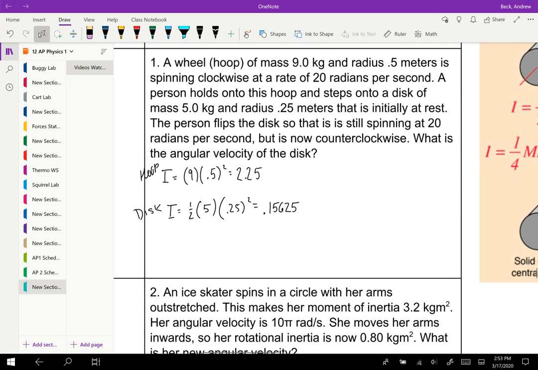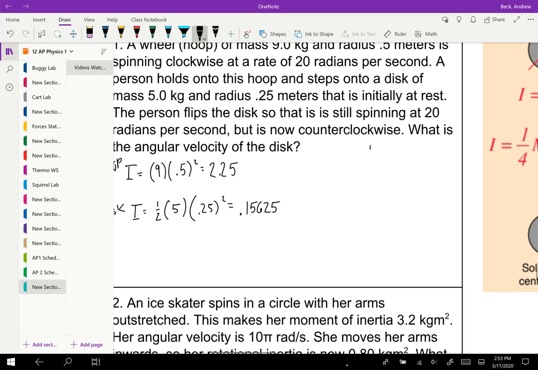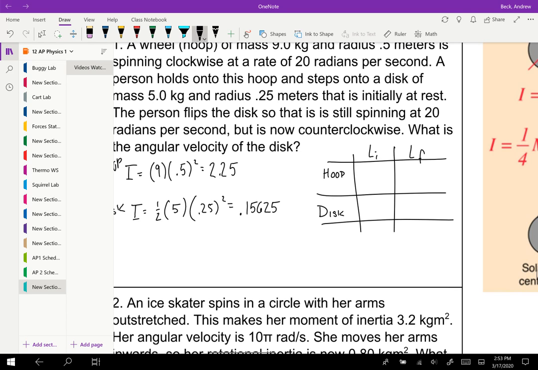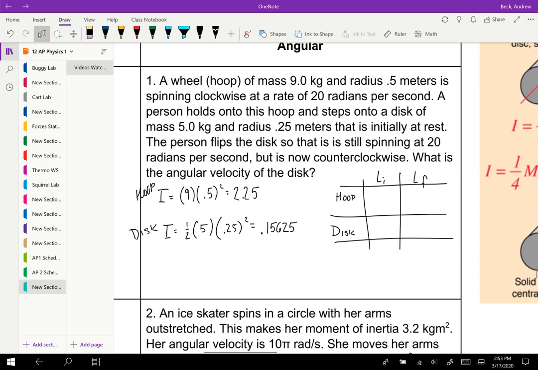So a person holds on to the hoop. Let's set it up just like we did. L initial, L final, we have the hoop and we have the disk. All right, so let's figure it out. We know that initially the hoop is spinning clockwise at a rate of 20 radians per second.